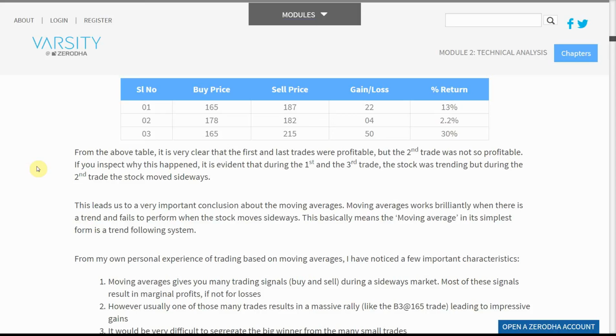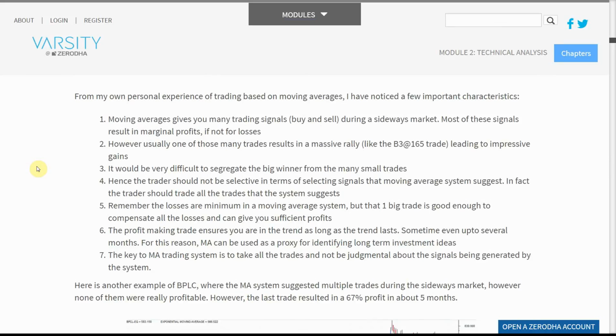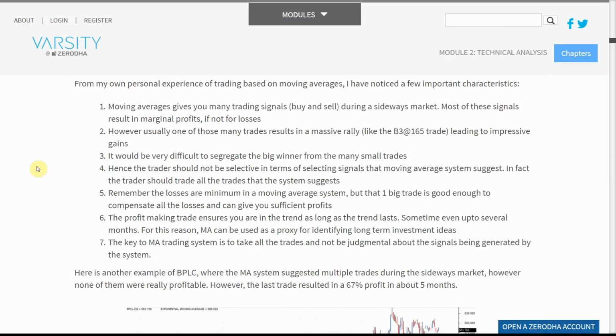From my own personal experience of trading based on moving averages, I have noticed a few important characteristics. Moving averages give you many trading signals, buy and sell, during a sideways market. Most of these signals result in marginal profits, if not losses. However, usually one of those many trades results in a massive rally, like the B3 at 165 trade, leading to impressive gains. It would be very difficult to segregate the big winner from the many small trades. Hence, the trader should not be selective in selecting signals that the moving average system suggests. In fact, the trader should take all the trades that the system suggests.